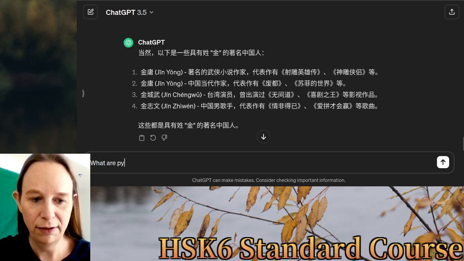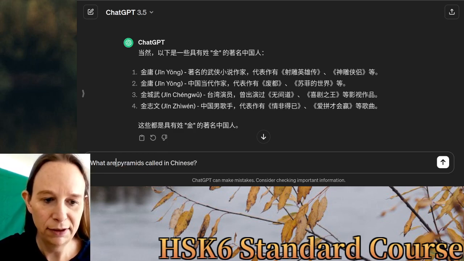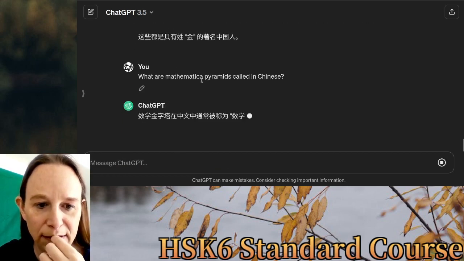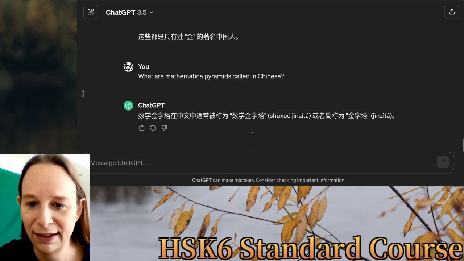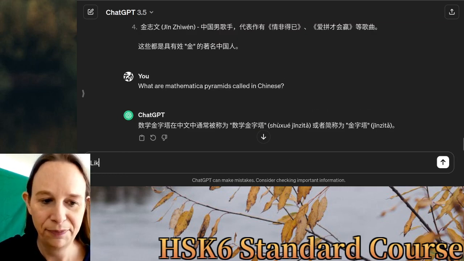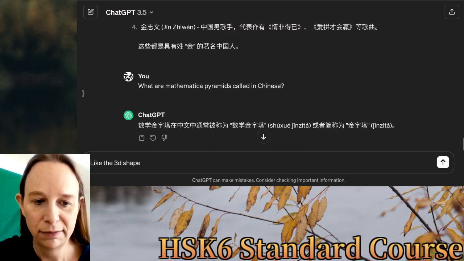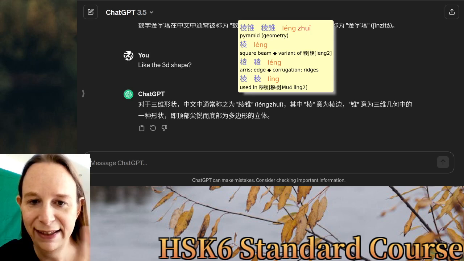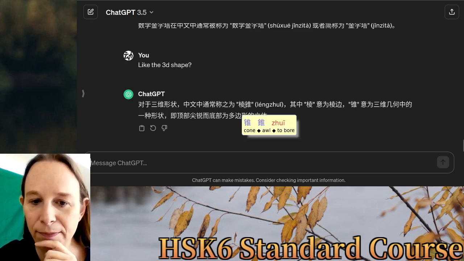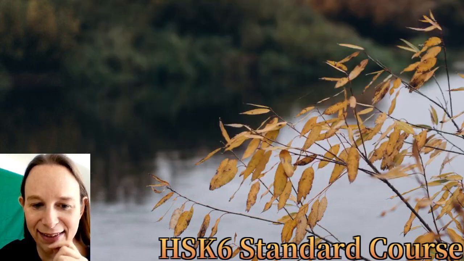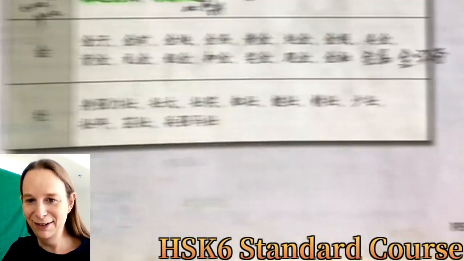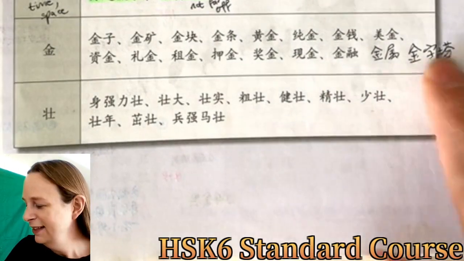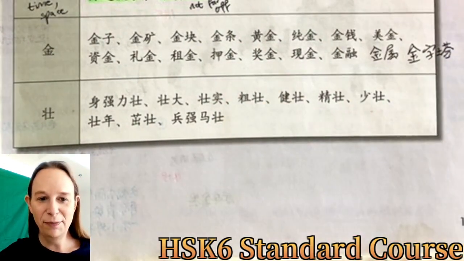What are pyramids called in Chinese? What are mathematical pyramids called? No, like the 3D shape. This one. 棱锥. This is the pyramid in mathematics. 棱锥. Yeah, it's different in maths. But in, I don't know, everyday vernacular, 金字塔 is the pyramids in Egypt. It's also pyramid in general.